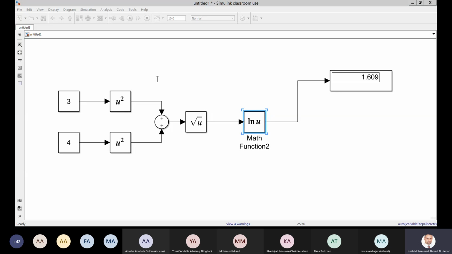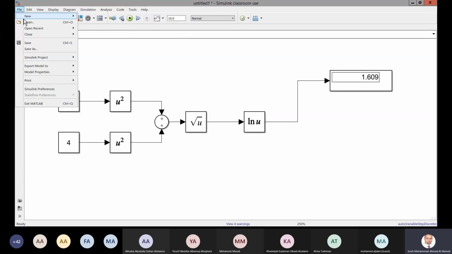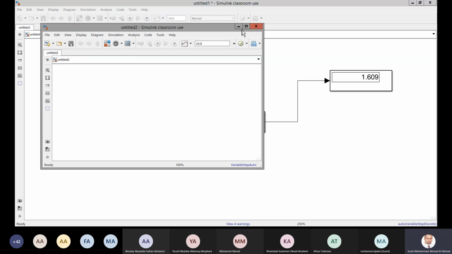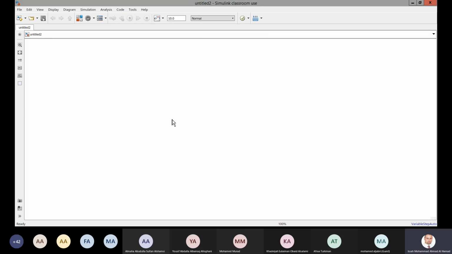So I will use one of the examples that I have: log of 10 to the minus 8 plus 9. It will be a large one, however, we can manage. So let me open another blank model. I will have 3 signals, and all of them are constants.